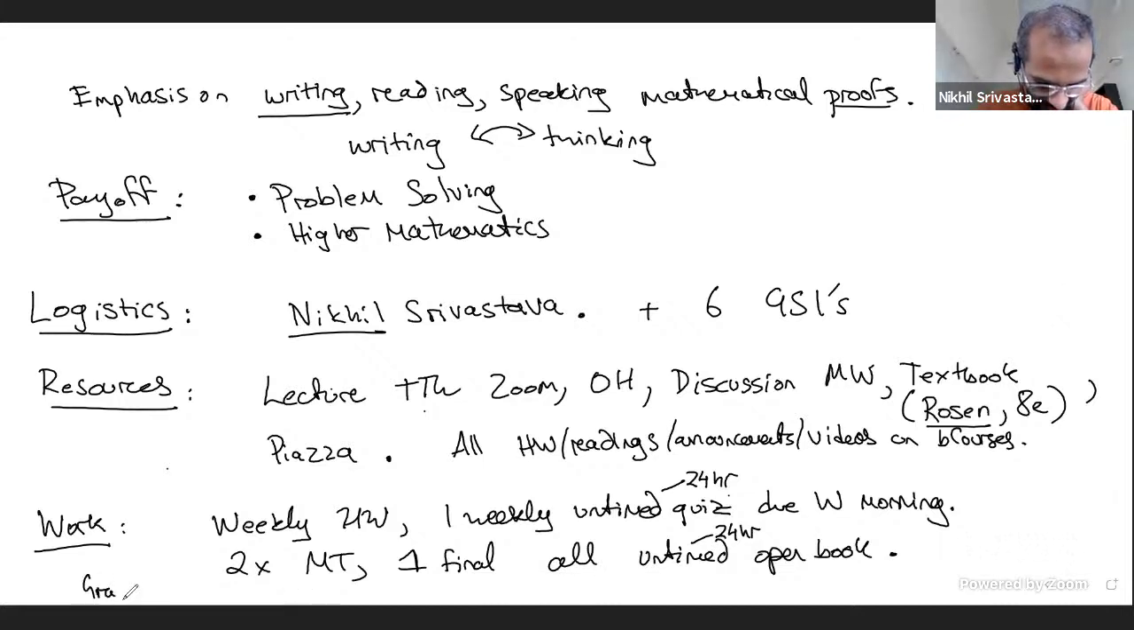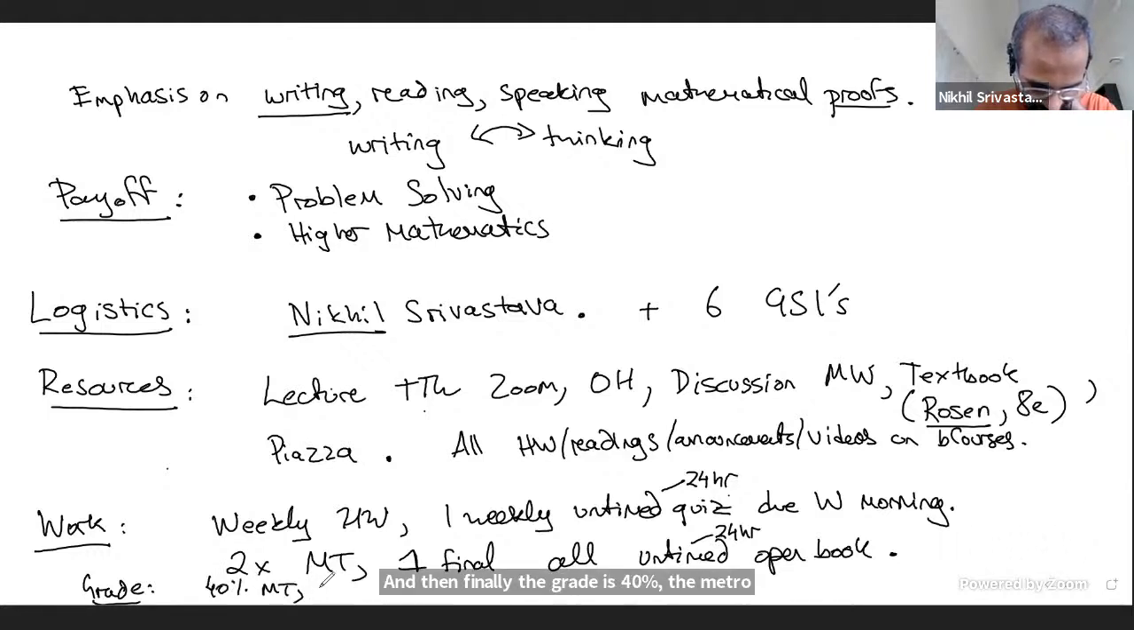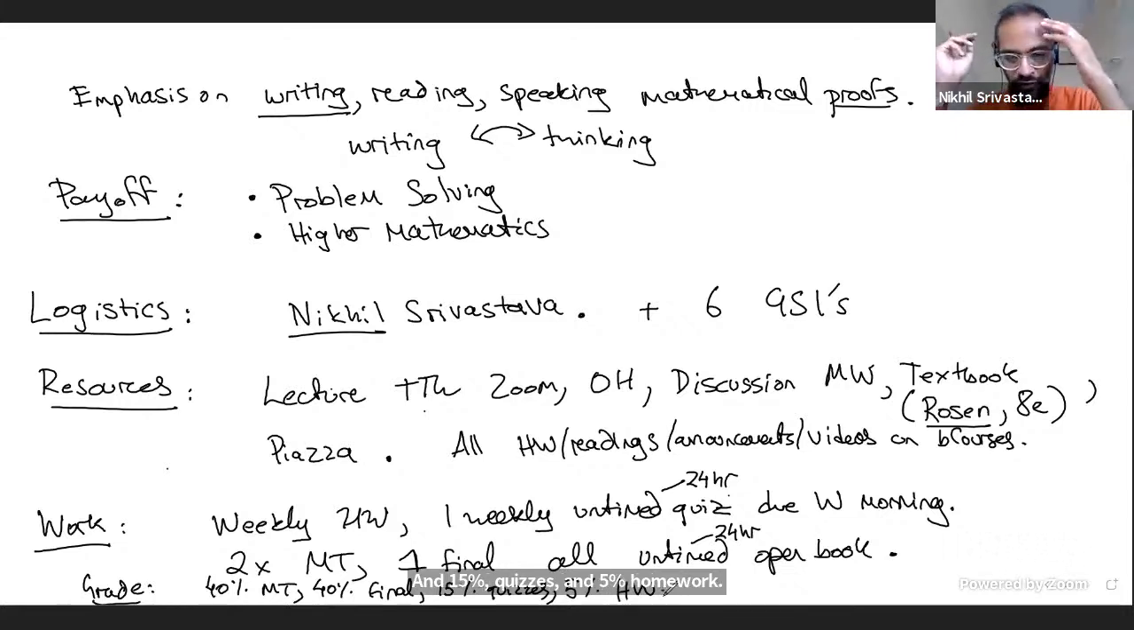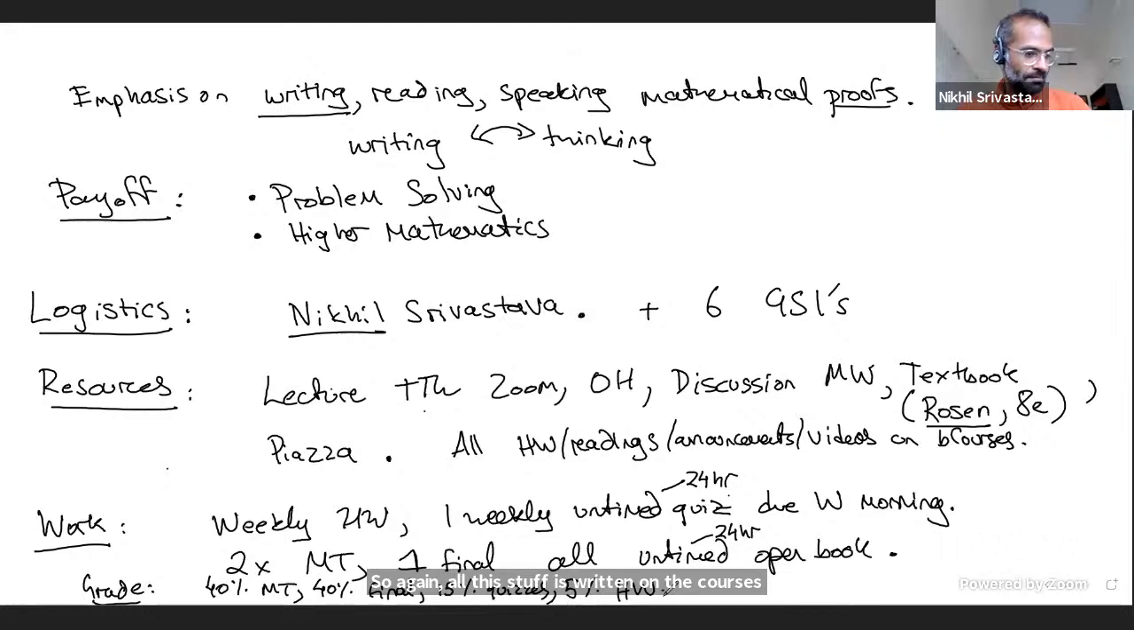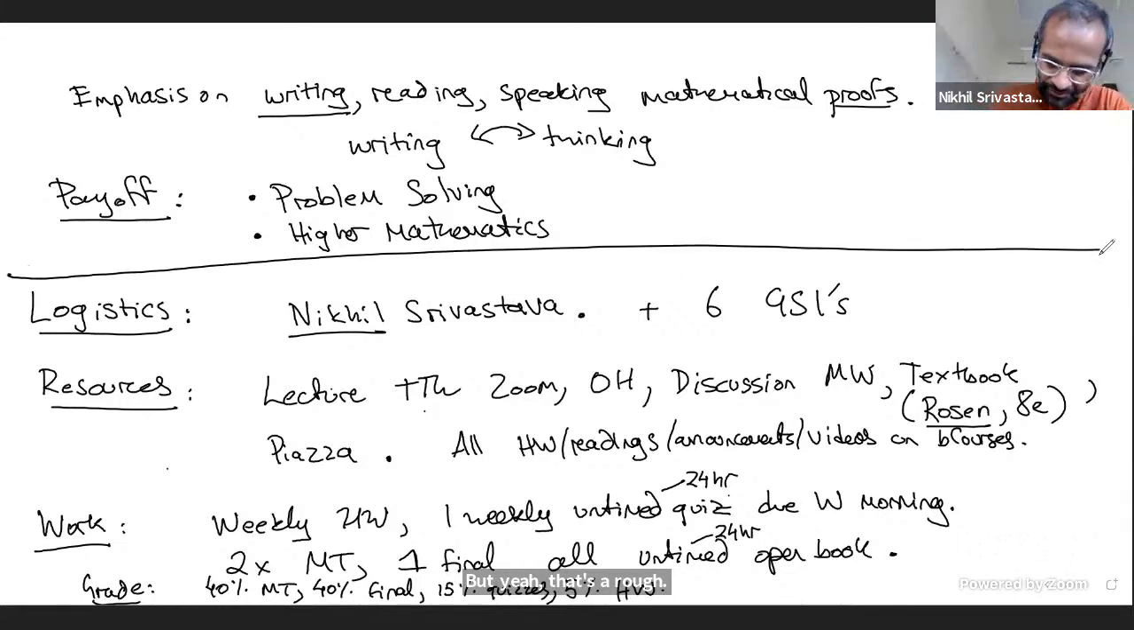Finally, the grade is 40% the midterms, 40% the final exam, 15% quizzes, and 5% homework. We will replace the lower midterm score by the final if it helps. Again, all this is written on B courses. That's a rough summary of how the course will be run.